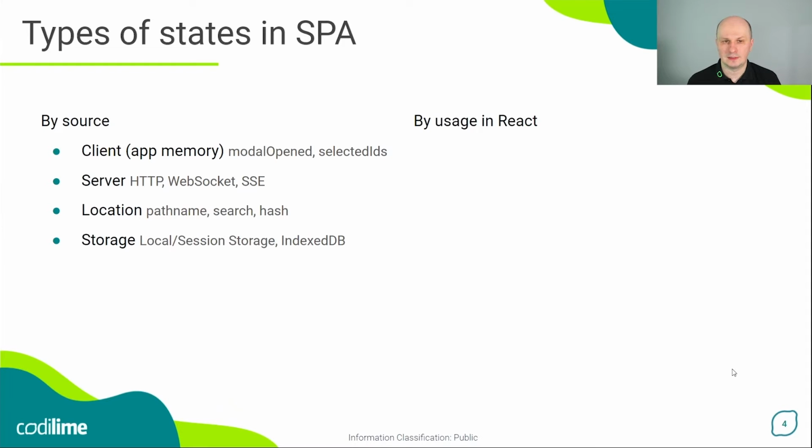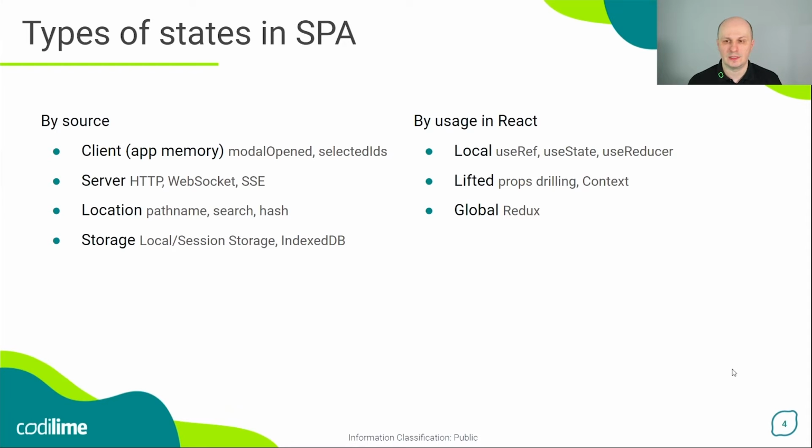We can also divide types of states by usage in React. The first one is the local state. If you use useRef, useState or useReducer, it's probably for the local state, not always, because sometimes it can be lifted state. So states created using those tools may be lifted and passed down to the child components by props drilling or React context. We also have the global state, and the obvious candidate for that is the Redux library.